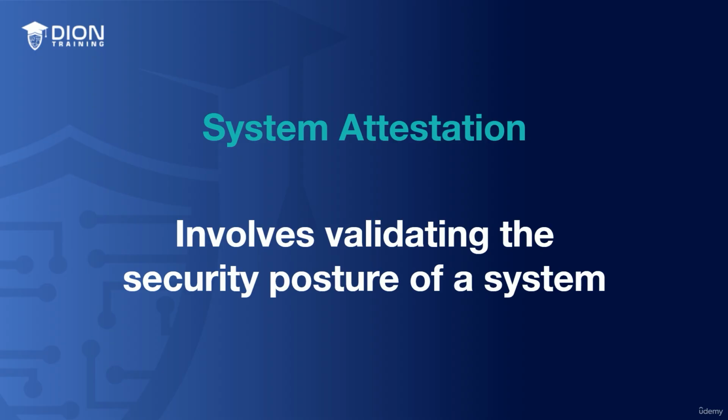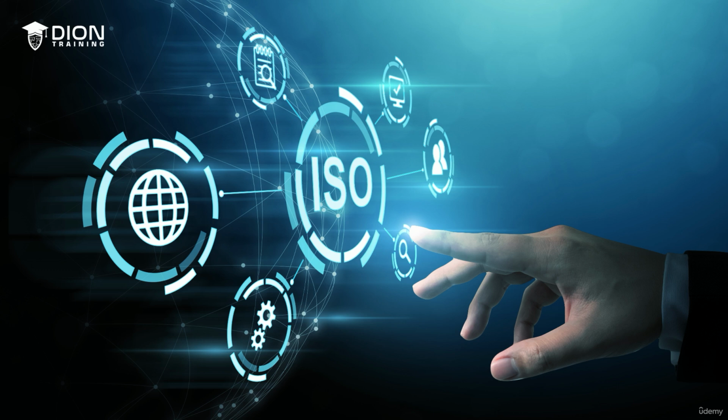System attestation involves validating the security posture of a system. For instance, a cloud service provider might provide attestation that its services meet certain security standards, such as being ISO 27001 or SOC 2 compliant. This attestation gives customers confidence that their data is being handled securely.